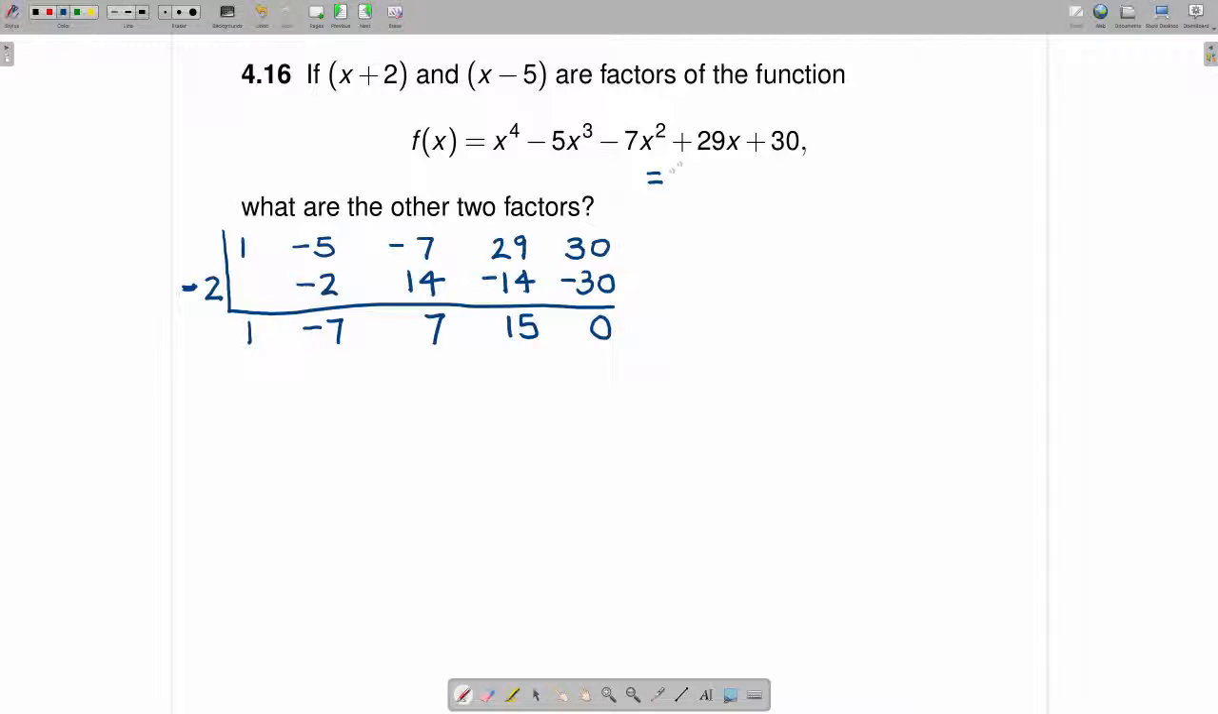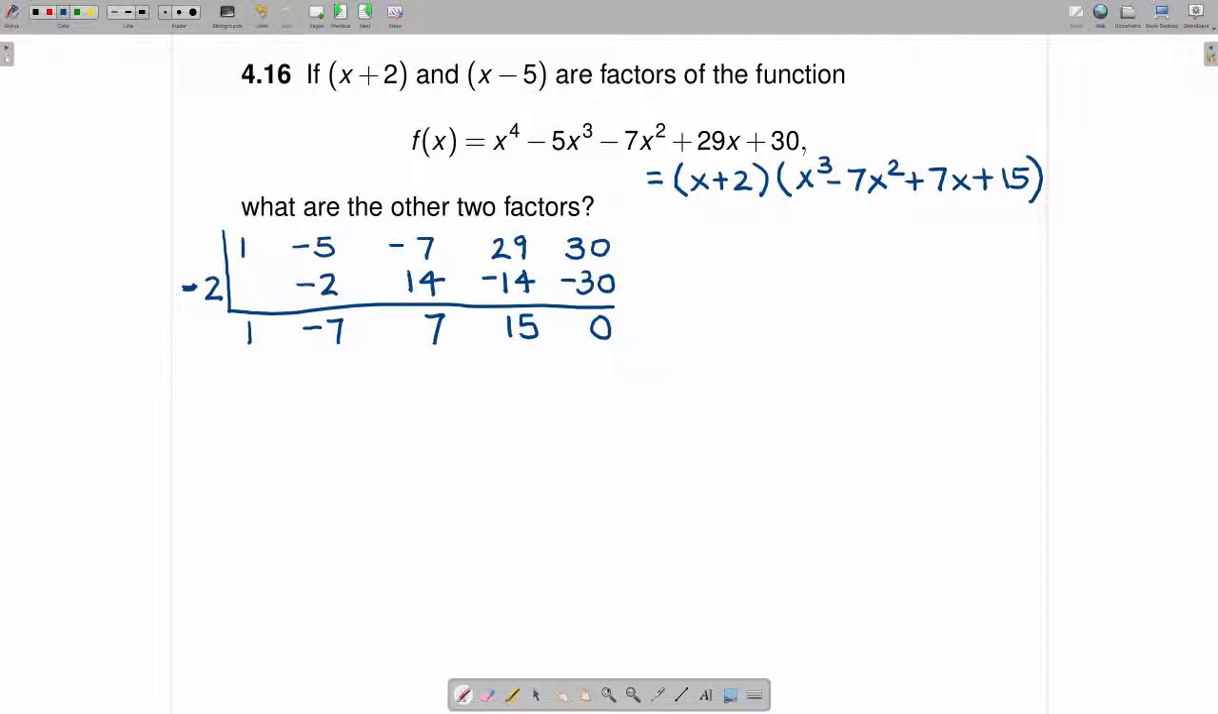So effectively, what we've done at this point is we have rewritten this polynomial up top as x plus 2, which is one of the factors, multiplied by, and then I reel off these coefficients right here in a cubic polynomial. So this will be x to the third power minus 7x squared plus 7x plus 15.